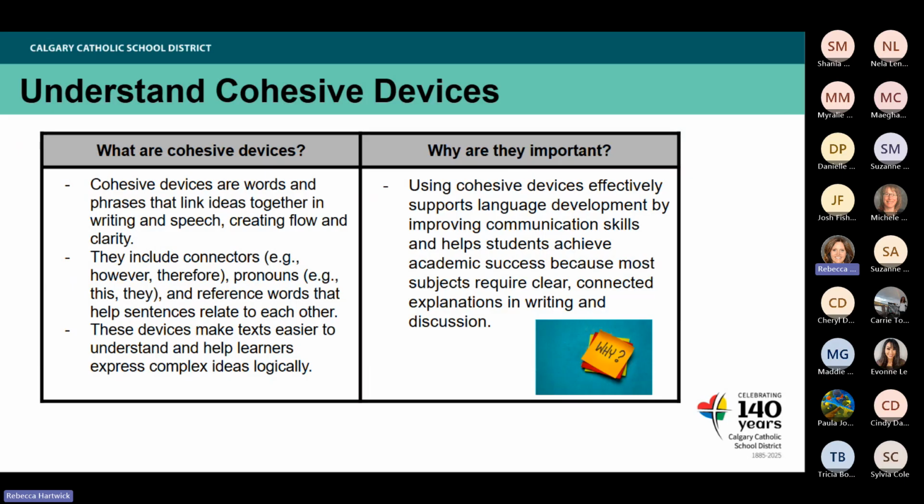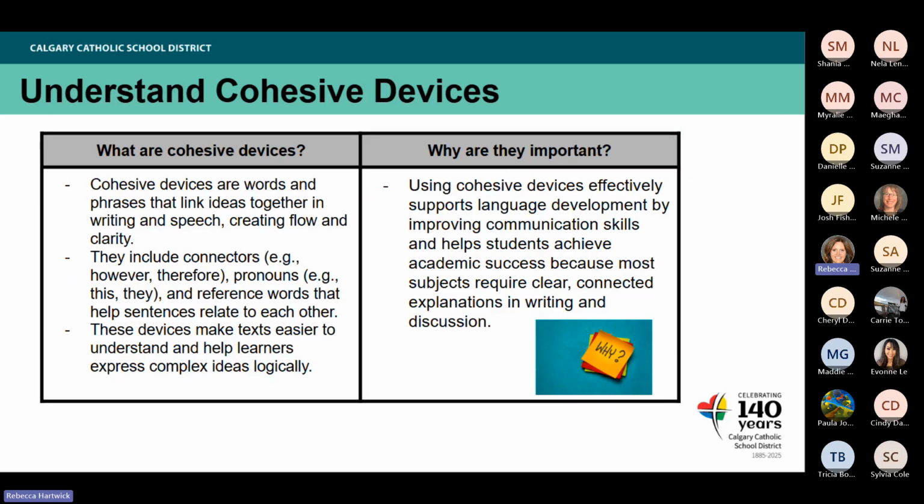And why are they important? Using cohesive devices effectively supports language development by improving communication skills and helps students achieve academic success, because most subjects require clear, connected explanations in writing and discussions.